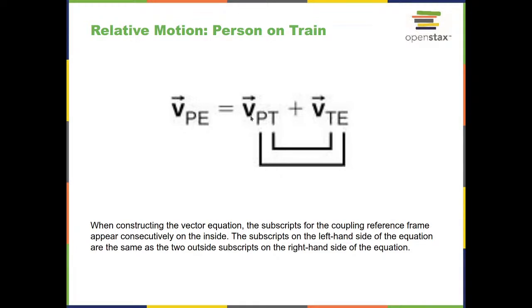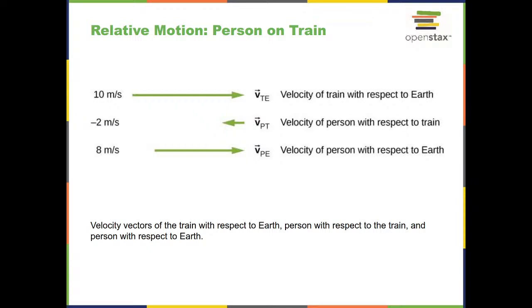So in this case, the velocity of the person with respect to the train, the velocity of the train with respect to the Earth, the sum of those vectors gives us the velocity of the person with respect to the Earth, or VPE. So if we look at that in a numerical example, if our train is going at 10 meters per second with respect to the Earth in the positive direction, if the person is running at -2 meters per second with respect to the train, then that person will have a velocity with respect to the Earth that is 10 meters minus 2 meters.